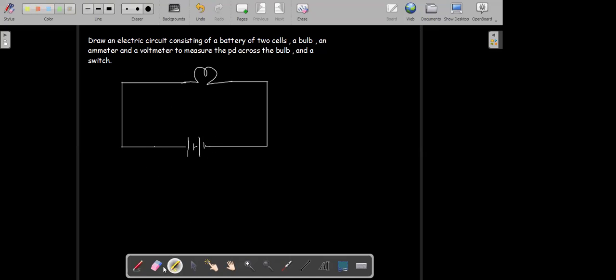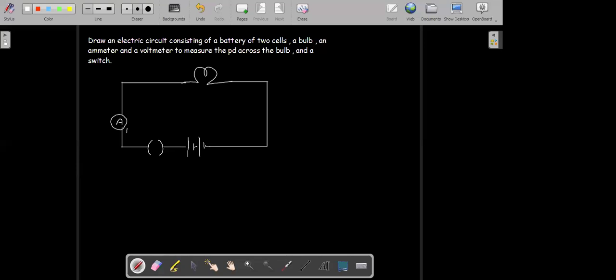Then it should consist of a switch. So here we should have a switch. It should have an ammeter also, and also a voltmeter in the circuit. So at this place, we make a switch or a key. A switch or a key looks something like this. Then you add an ammeter over here. Ammeter is always connected in series to the circuit. So we connect the ammeter like this.